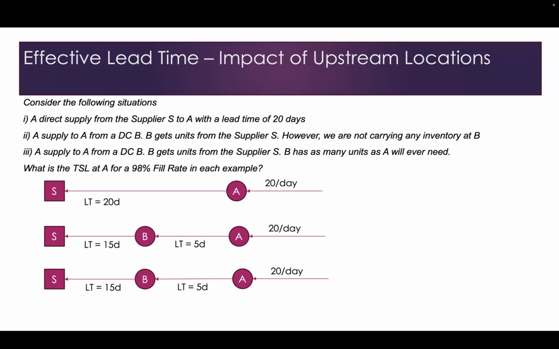I'm putting in a second echelon here, this location B, and it supplies location A, and the lead time from A to B is 5 days, but in this particular case, I'm not stocking anything at B, okay? So the fill rate is, what do you think? If I don't stock anything at B, what do you think the fill rate is going to be at B? If nothing is stocked at B, what percentage of the demand from A will B be able to satisfy? It is essentially same as scenario 1 where you have total lead time of 20 days.